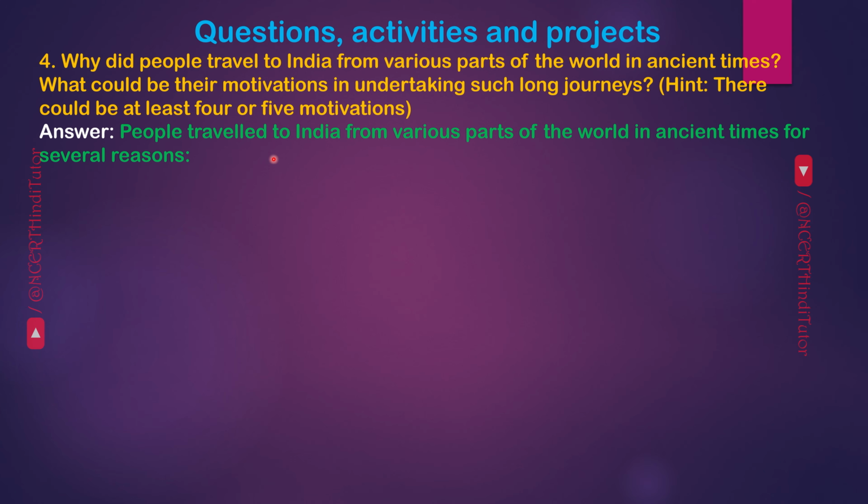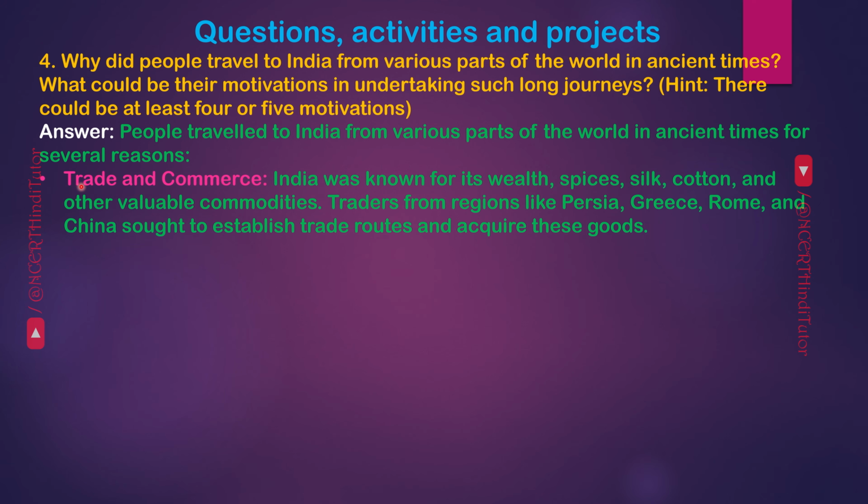Answer: people traveled to India from various parts of the world in ancient times for several reasons. First, trade and commerce. India was known for its wealth, spices, silk, cotton, and other valuable commodities. Traders from regions like Persia, Greece, Rome, and China sought to establish trade routes and acquire these goods.